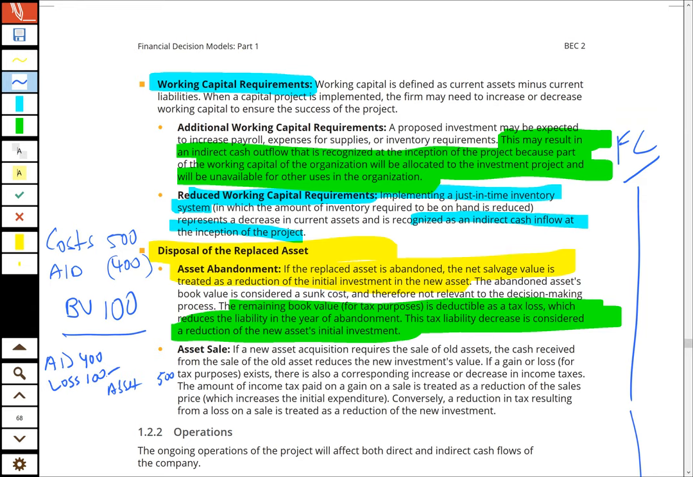Now, that loss is tax deductible, right? So what's going to happen? We're actually going to shield a certain amount of our income from tax. If our tax rate was, let's say, 30%, we're going to shield $100 from tax. So the $100 loss times 0.3 would yield a $30 tax savings. That's like a cash inflow because we didn't have to pay tax on $100 worth of income, so we save $30 of tax. So you will treat that as an inflow.